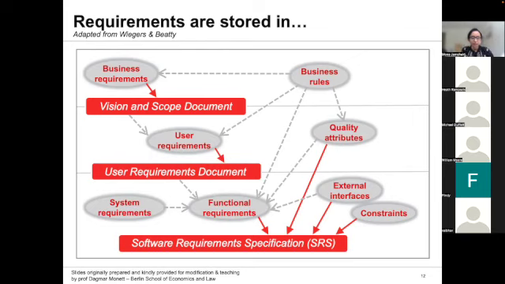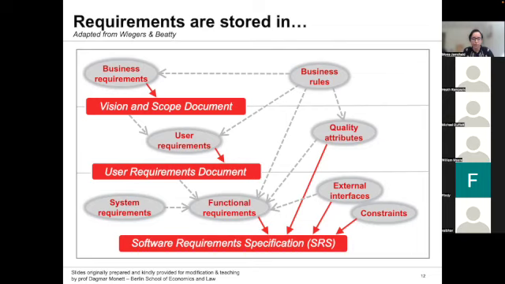Now, as you can see, the first one, we talk about the vision and scope document. Now, the vision and scope document is the higher level document, right? It basically includes the business requirements, and it's developed at the highest level of abstraction. So what goes in this vision document, as can be seen here, is mainly the business requirements.